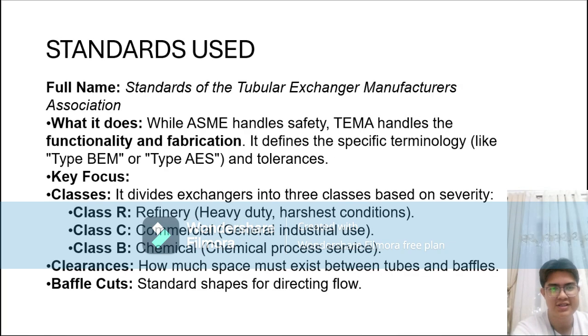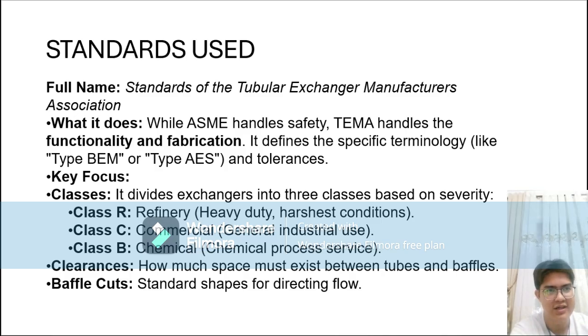Second standard: the Standards of the Tubular Exchanger Manufacturers Association. What does this do? While the ASME code handles safety, the TEMA, or Tubular Exchanger Manufacturers Association code, handles the functionality and fabrication. It defines specific terminology like type BEM or type AES, and tolerances. Key focus: it has three classes. It divides exchangers into three classes based on severity.